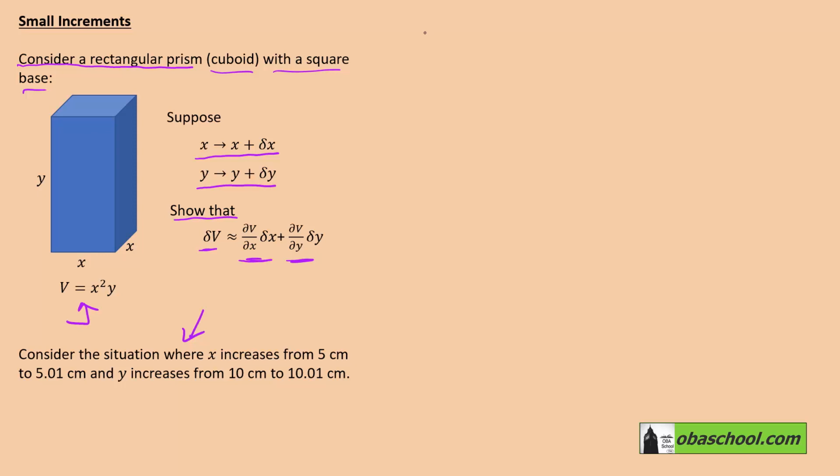So let's start with V being equal to x squared y. That means that dV/dx is 2xy, and that dV/dy, remember x squared is just a constant in this regard, is just going to be x squared.